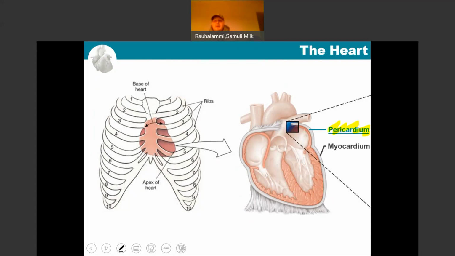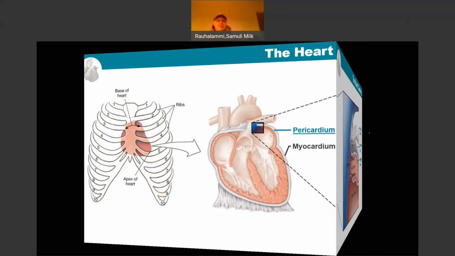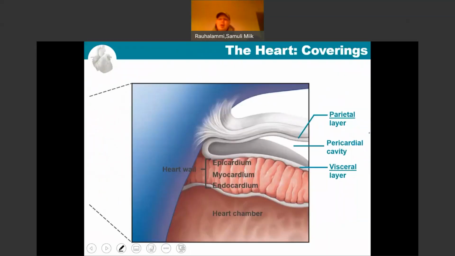So let's have a look at the pericardium and what we can tell about this sac. Well, the pericardial sac is made of actually three different structures that I want to pay attention to. First of all, there are going to be two layers. The more external layer is going to be our parietal layer, and the more internal layer is going to be our visceral layer. And between those two, there's a pericardial cavity, this space.